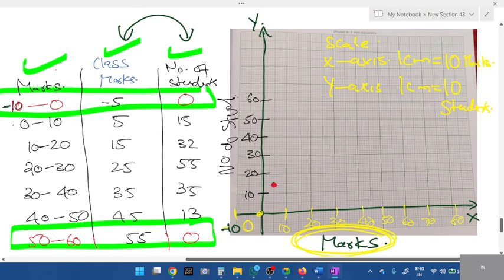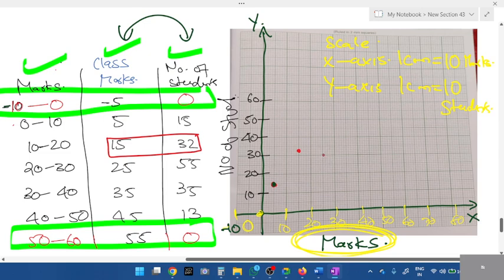Can you see the red line, students? Red dot, 5, 15. Tell me the next one. 15 and what? 32. In x-axis 15, look at x-axis 15 all the way up to 32. After 30, count 2 lines. 32. Is it clear?